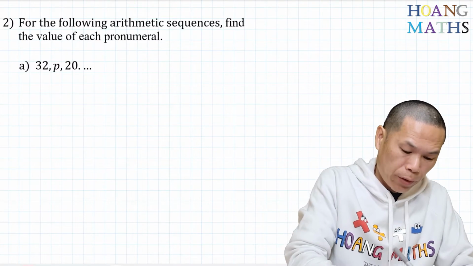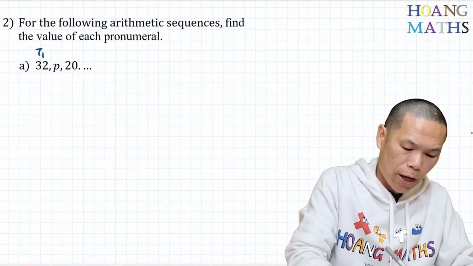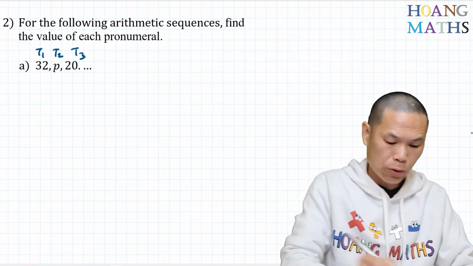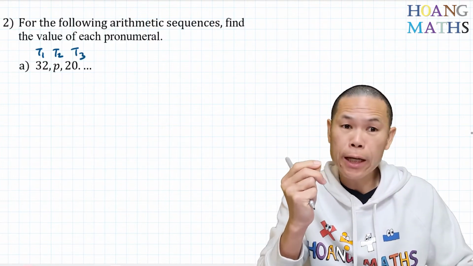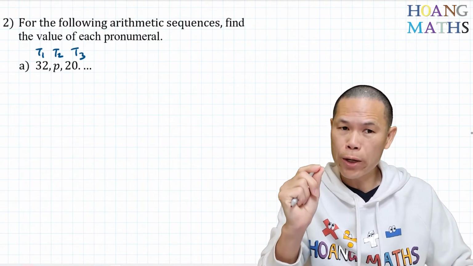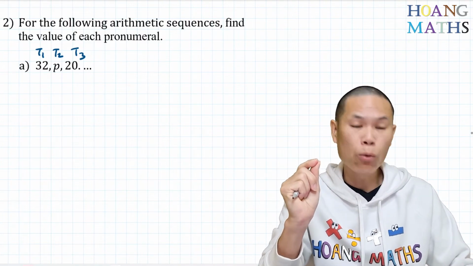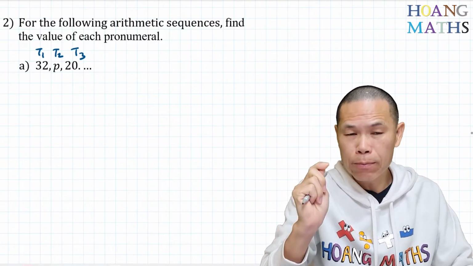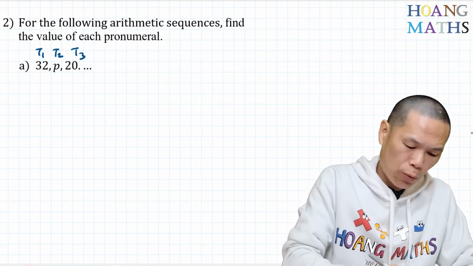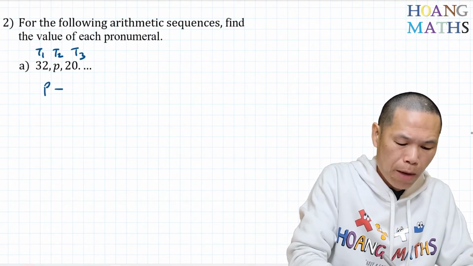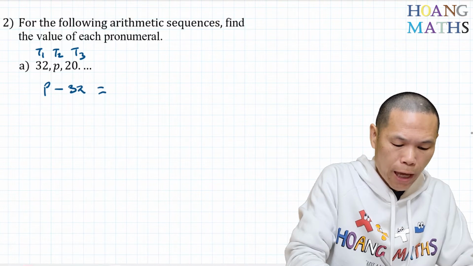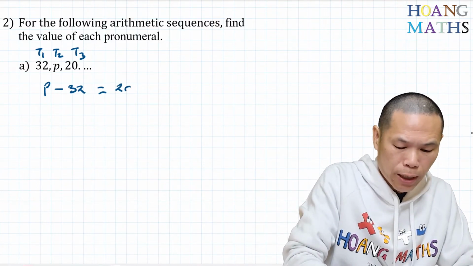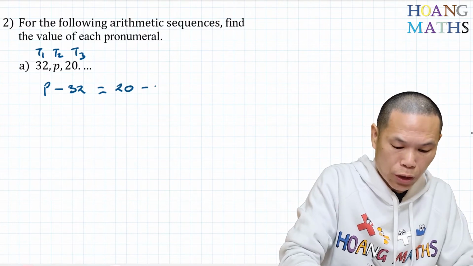So we know that 32 is term 1, p is term 2, and 20 is term 3. Now because it is an arithmetic series, it has a common difference. So in other words, term 2 minus term 1 is the same as term 3 minus term 2. So we just use p minus 32, that is term 2 minus term 1. So it's the same as term 3, that is 20, minus term 2, which is p.